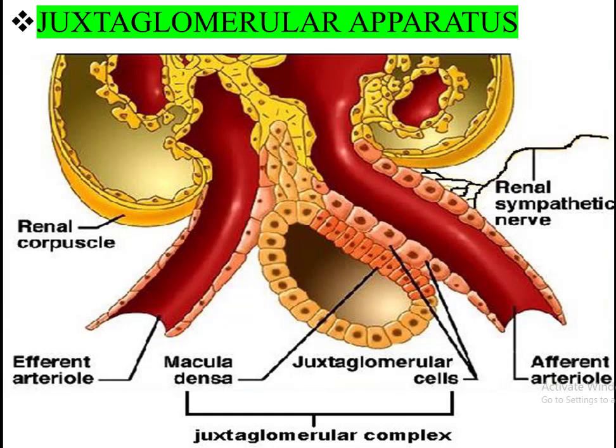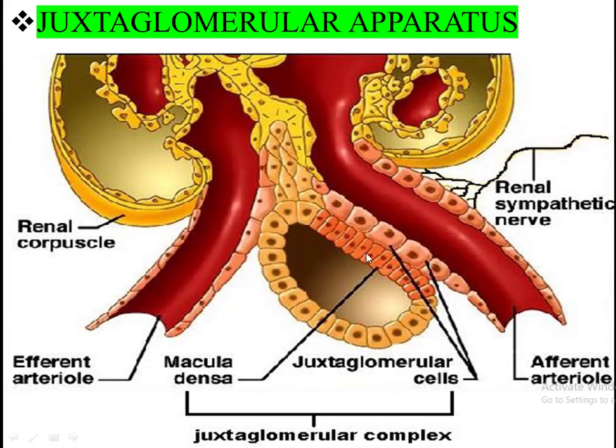An important concept to discuss is the juxtaglomerular apparatus. The juxtaglomerular apparatus is the part of the kidney where the ascending limb of Henle changes to the distal convoluted tubule, passing between the afferent and the efferent arteriole. It consists of three types of cells. The first one is called the macula densa cell. Macula densa cells are in the wall of the ascending limb of Henle.